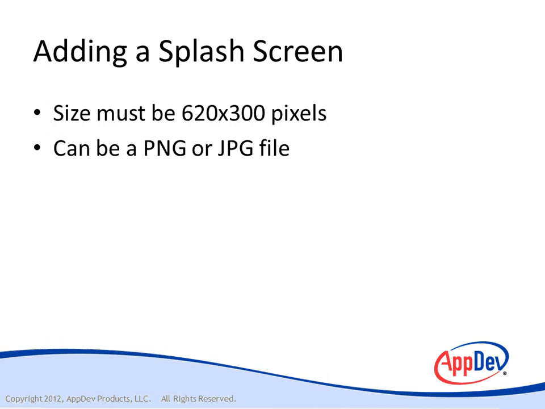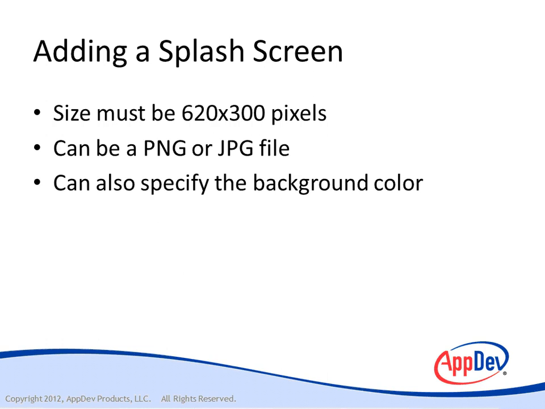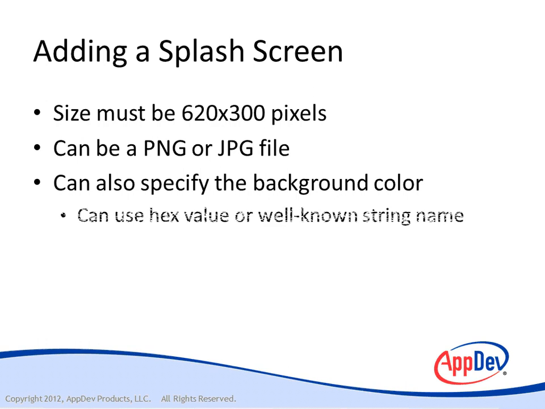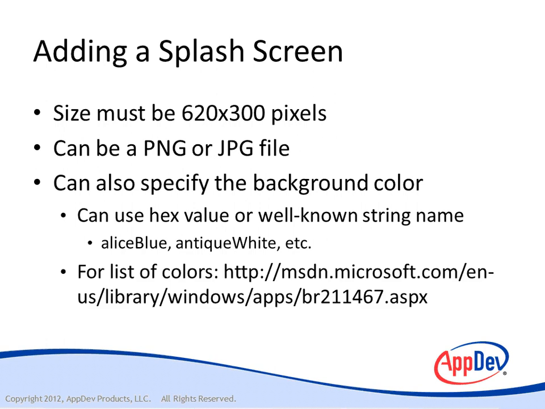It can be a PNG or a JPEG file. And you can also specify the background color. You can use either a hex value or a well-known string name like Alice Blue or Antique White, or if you've done any work with HTML colors, you recognize those names. For a list of colors, here's a URL you can go to which lists out all the possible colors that you can use and their exact spellings. Well, that's all we really need to know. So let's replace the square with the X in it with the AppDev logo as the splash screen on our browser application.